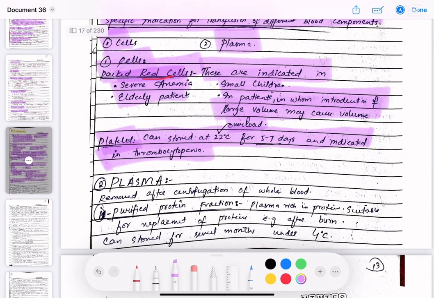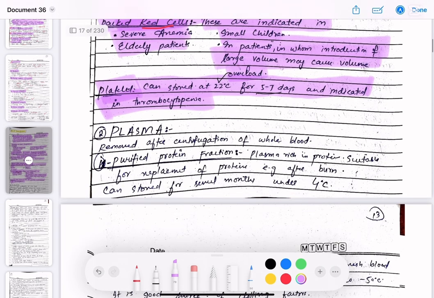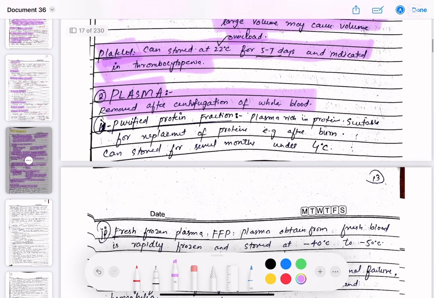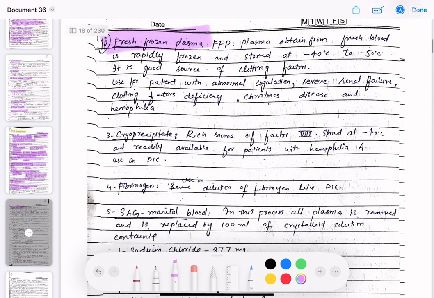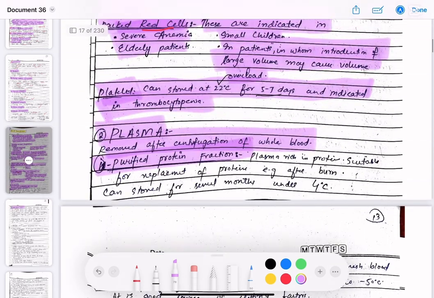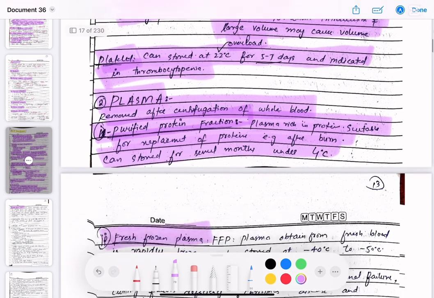Now plasma, which is removed after centrifugation of whole blood. Blood is taken and centrifuged, and the plasma is removed. Now we have purified protein fraction and fresh frozen plasma. Purified protein fraction is plasma rich in protein, which is suitable for replacement of proteins, for example in burns, and can be stored for several months under 4 degrees C. Okay, so plasma proteins are used in case of burns.